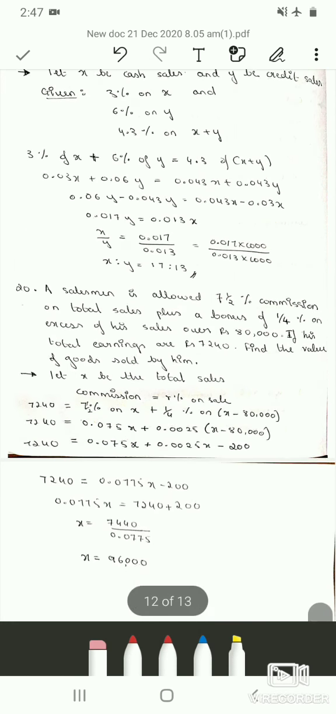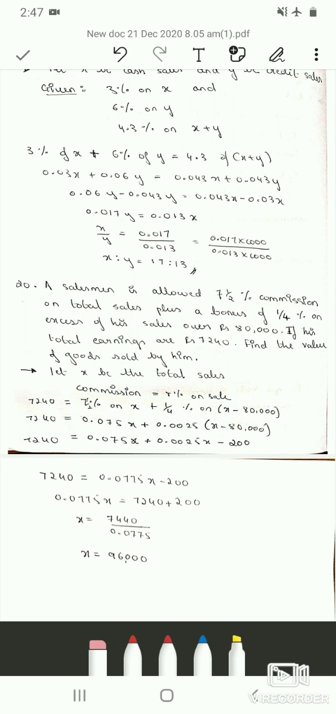So the next problem is, a salesman is allowed 7 1/2% commission on total sale plus a bonus of 1/4% on excess of his sale over rupees 80,000. If his total earnings are rupees 7,240, find the value of goods sold by him. So let x be the total sale. We know commission is equal to rate percent on sale. So they have given his total earning, that is commission, in this case, because there is a bonus too.